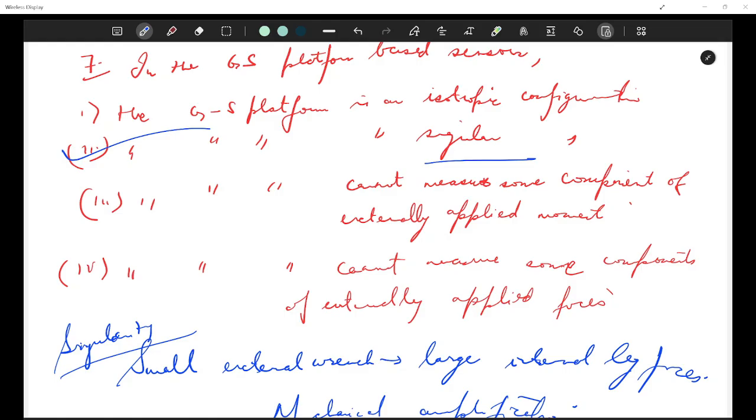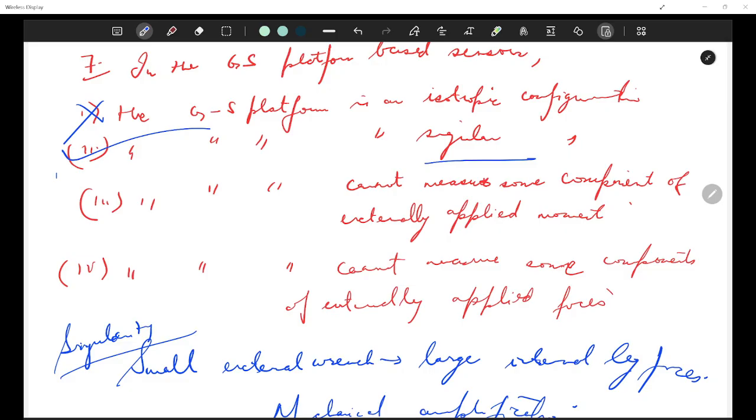The option 1 is the platform is an isotropic configuration. What does isotropic mean? It means equal sensitivity in all the directions. But in the sensor we want enhanced sensitivity in certain directions, for example, moment about the z-axis. That does not mean isotropic behavior. That means anisotropic behavior. So it is not isotropic. That is why this is incorrect.